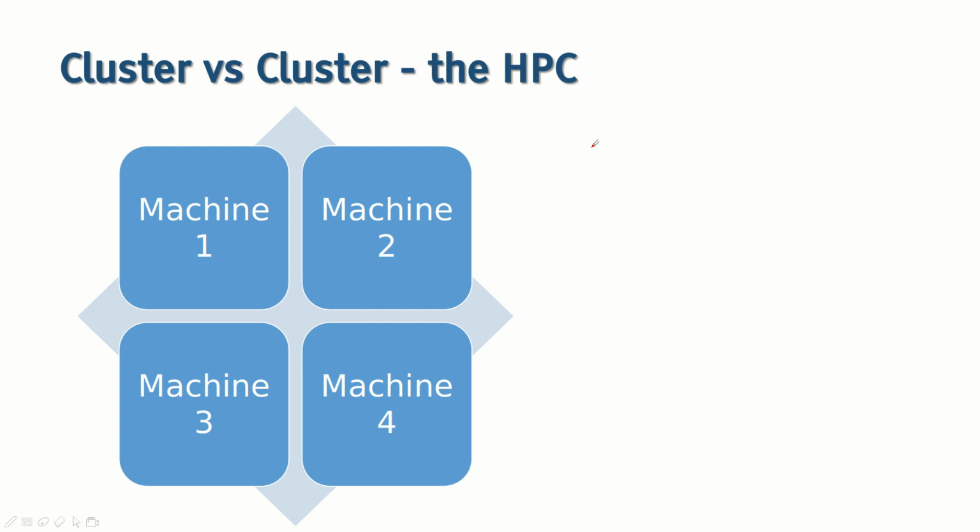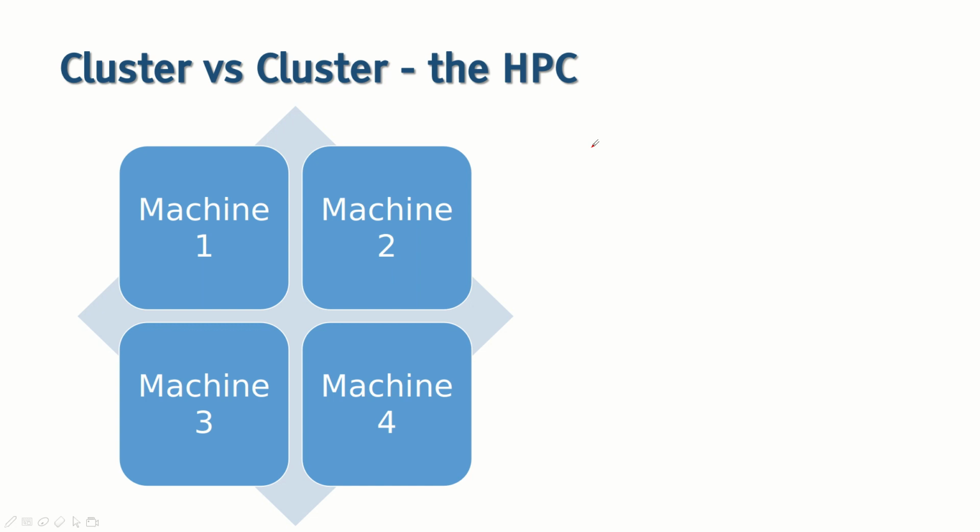But not all clusters are big data clusters. In fact, astronomers are actually used to a kind of cluster known as the HPC. For example, I used to work in IUCAA, and in IUCAA, all clusters were HPC clusters. So what is the HPC cluster? It's called a high performance computing cluster, and it too is a collection of machines.